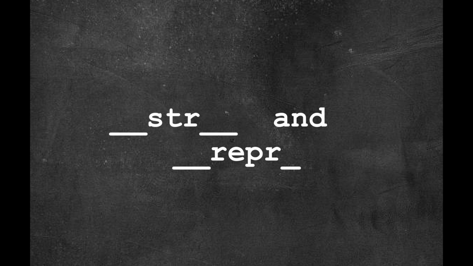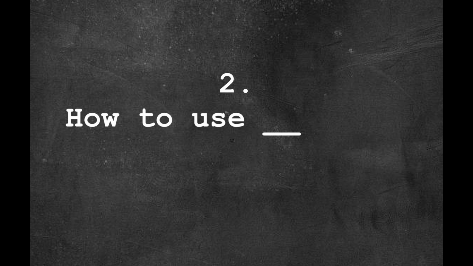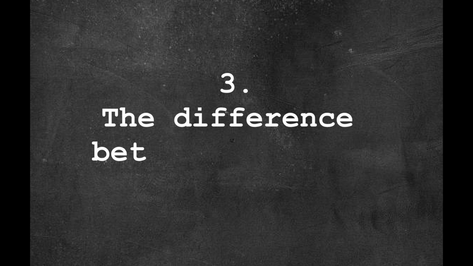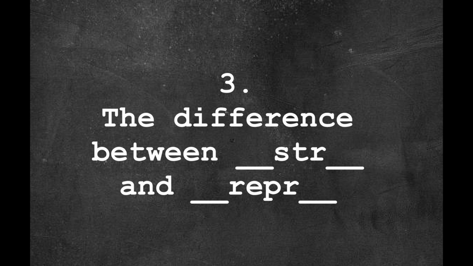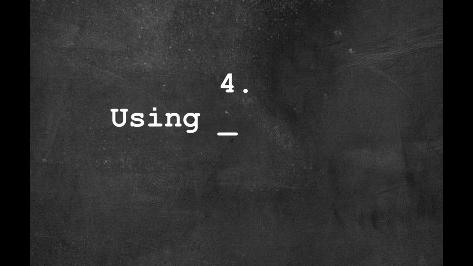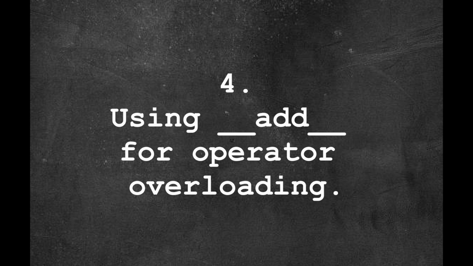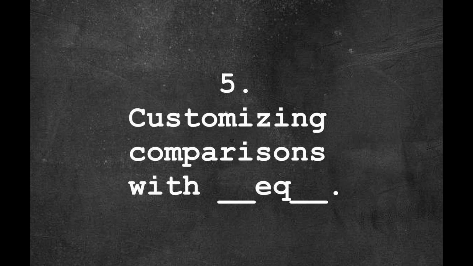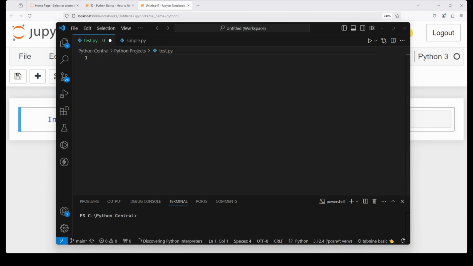In this tutorial, we'll cover what magic methods are, how to use the double underscore str double underscore for readable outputs, the difference between the str method and the repr methods, using the double underscore add method for operator overloading, customizing comparisons with the eq method. We're using Jupyter Notebook, but feel free to follow along in VS Code or any IDE you like.